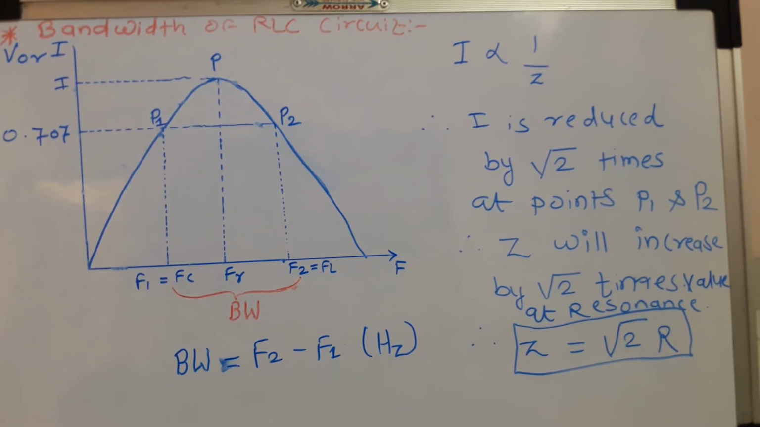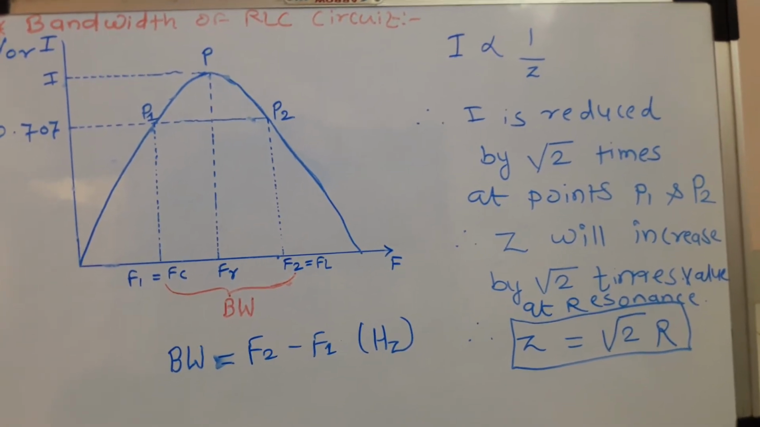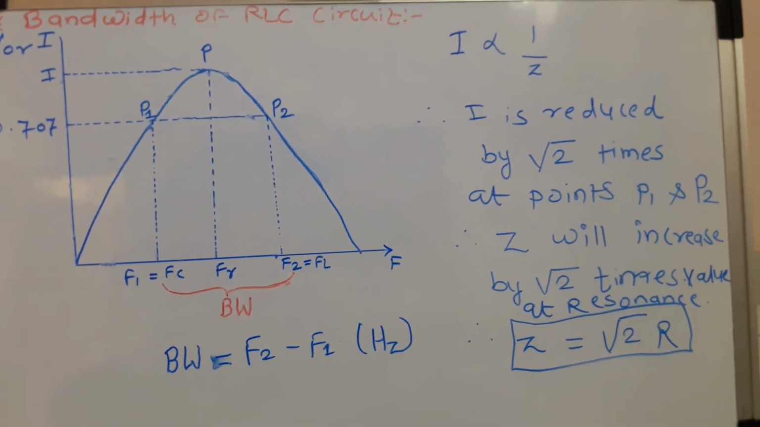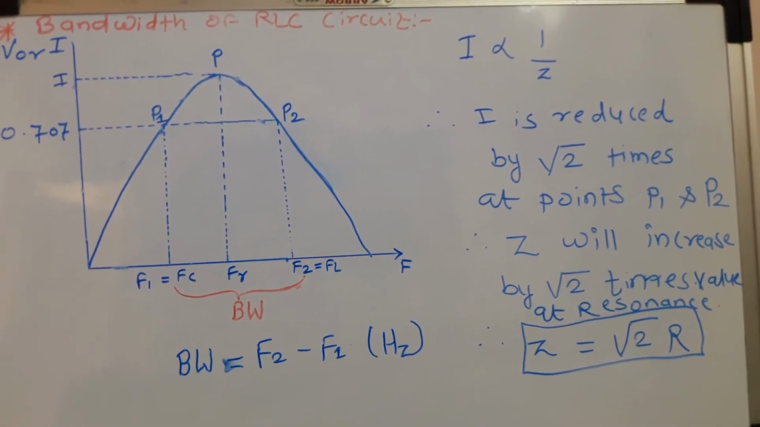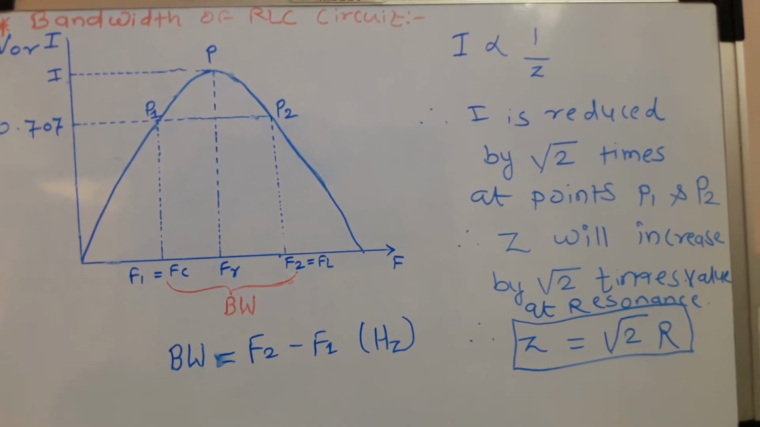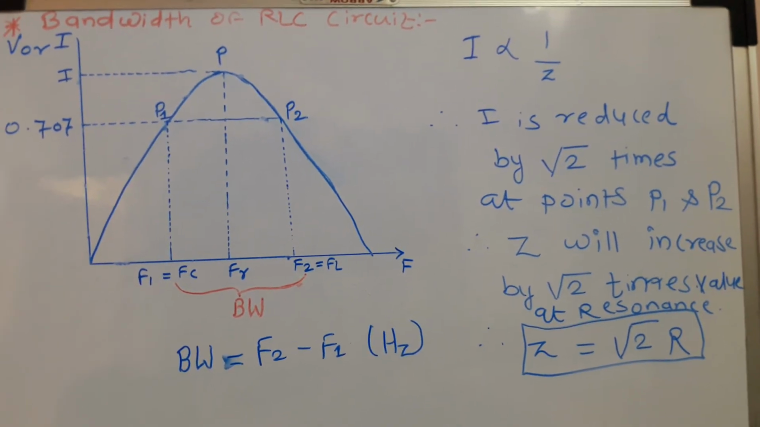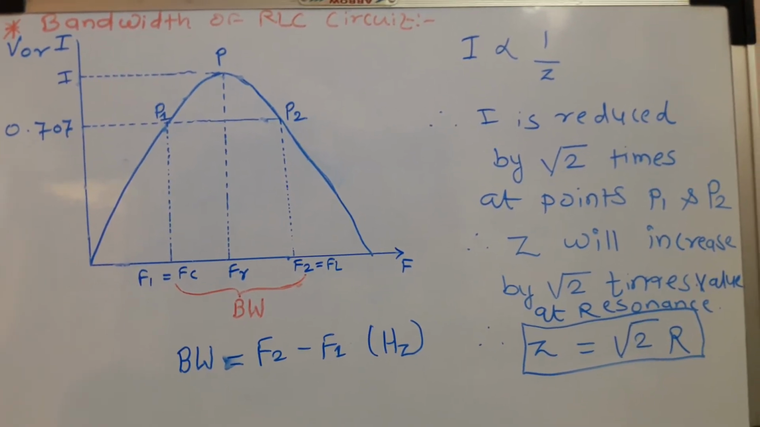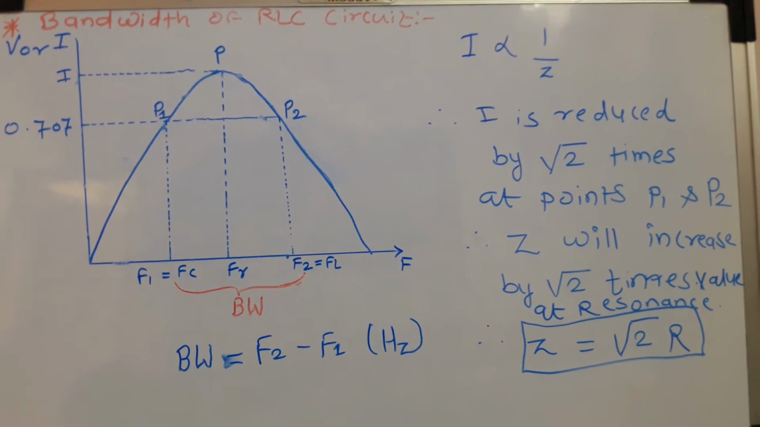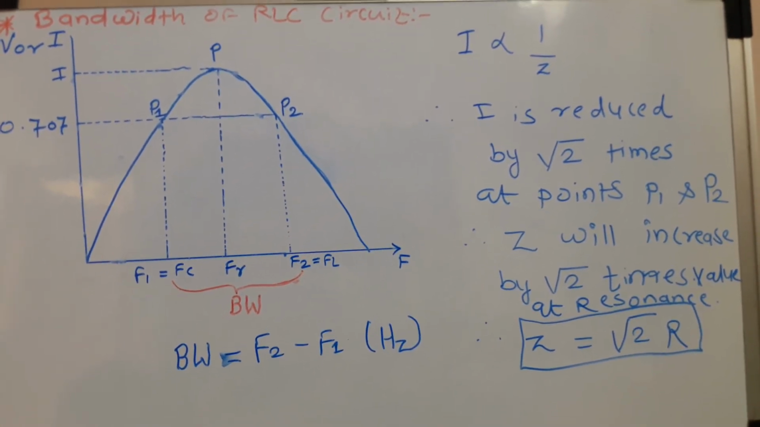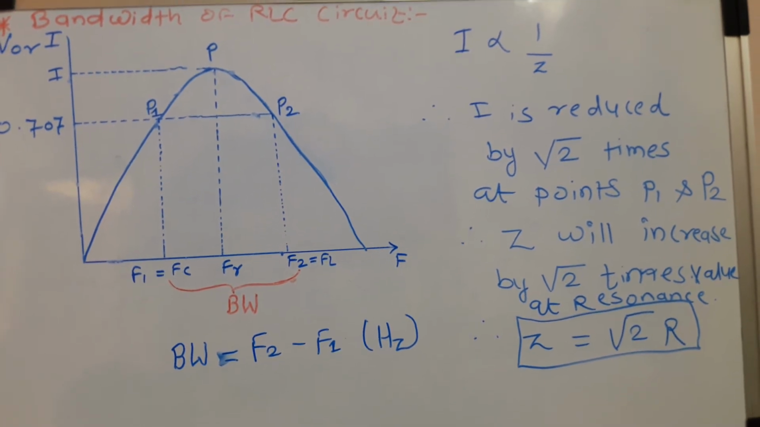The same thing is written over the board. I is inversely proportional to impedance Z. Now at resonance, current is maximum. The maximum value is indicated by I at point P. Now as current has a value of 70% of its maximum value at points P1 and P2, it is reduced by √2 times. If you calculate 1 upon √2, the value must be 0.707.